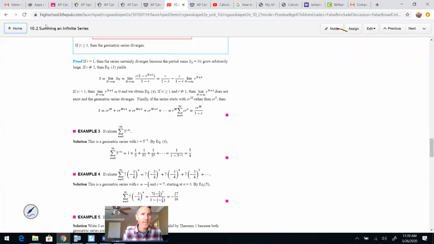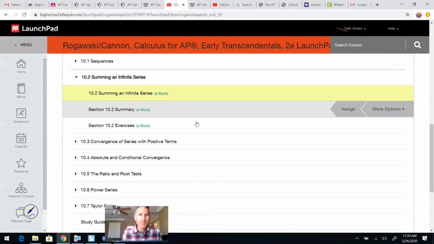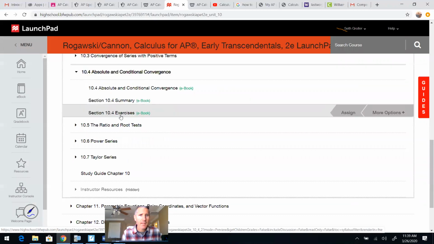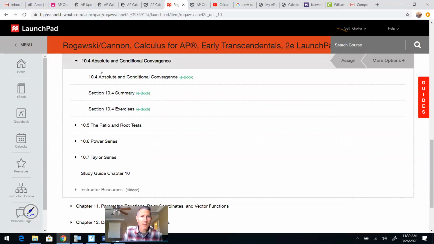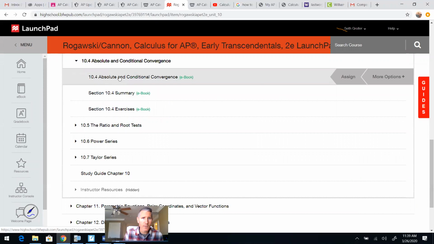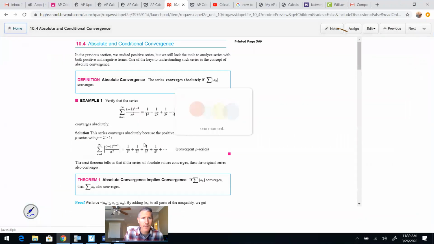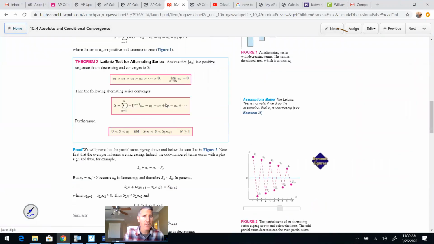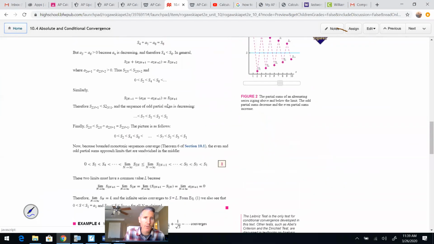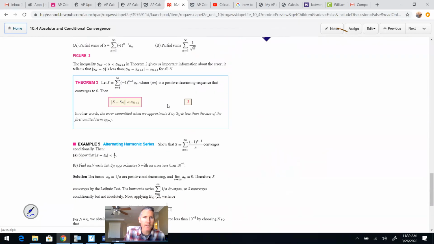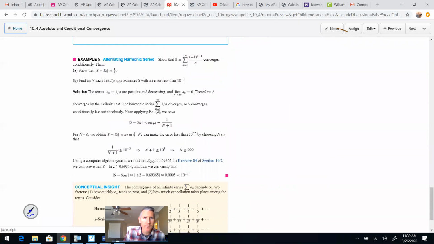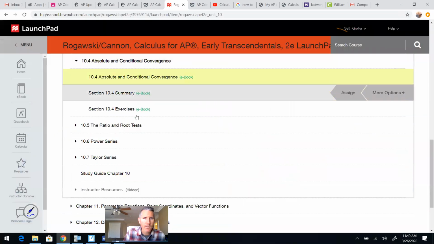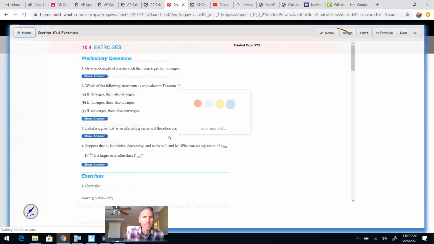So going to Rogowski, it's under 10.4 for alternating series. He talks about absolute convergence versus conditional convergence. You don't need to know that. I still want you to know that, but I'm not going to talk about that right now. But let's go through some exercises.